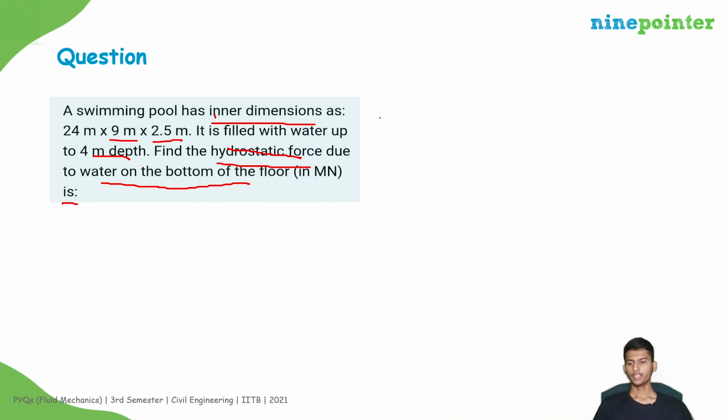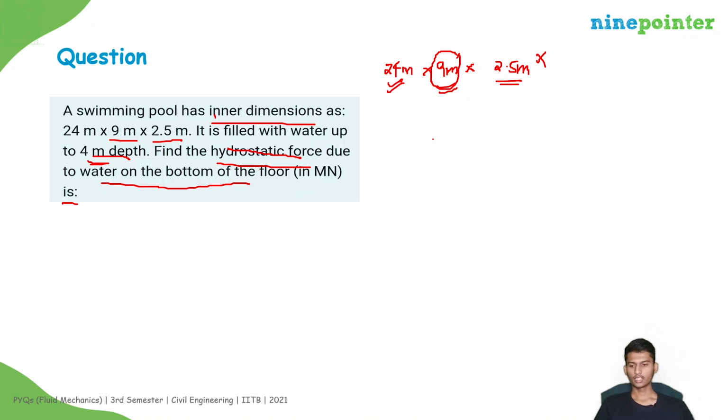See, it says that in depth direction it is filled up to 4 meters depth. One is 24 meters, one is 9 meters, and the other is 2.5 meters. Nothing is mentioned about length, breadth, and height, right? If you take 2.5 as height, then it is impossible, because you can't fill it up to 4 meters of depth. So either the depth should be 9 meters or 24 meters. Nothing is mentioned, so you can take any one of them, but it makes sense when you take 9 meters.